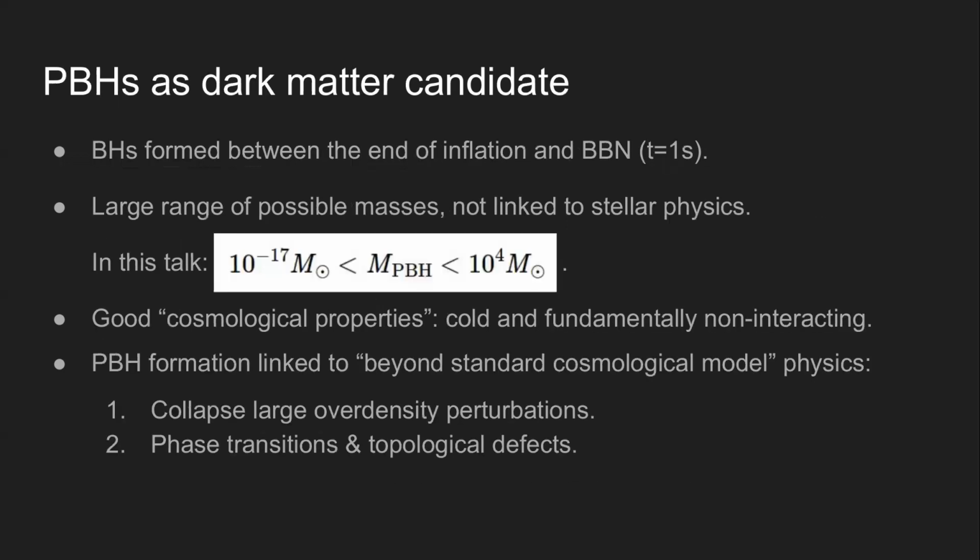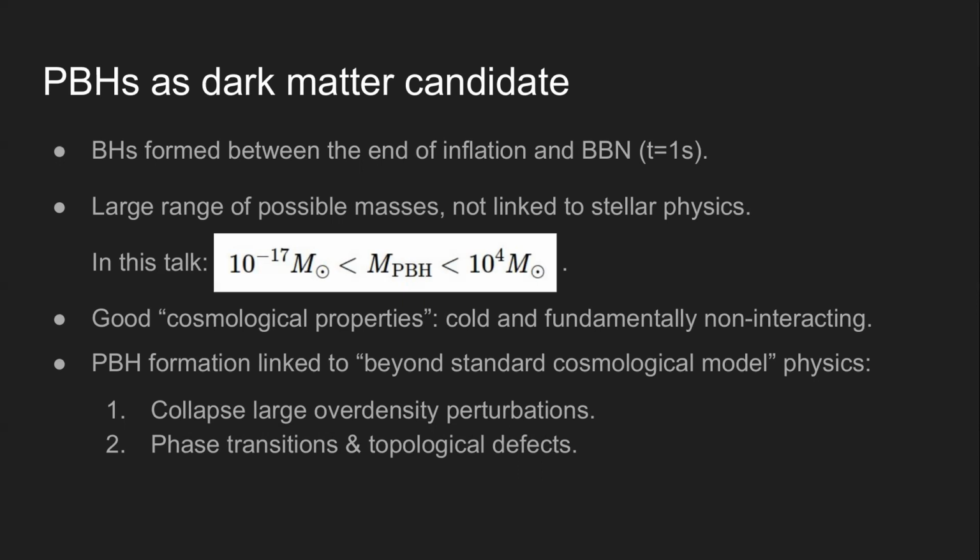So before saying how we can determine if the detected black holes are astrophysical or primordial, let me just go quickly through what primordial black holes are. As I said, they are black holes that form between the end of inflation and Big Bang nucleosynthesis. Since they are not related to traditional stellar evolution, they can span a wide range of masses.